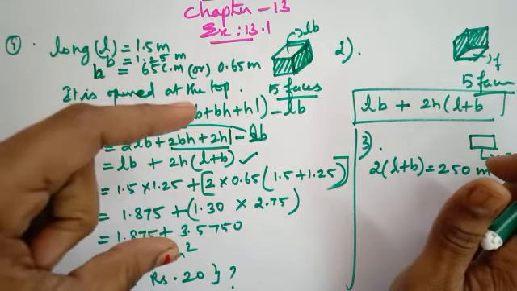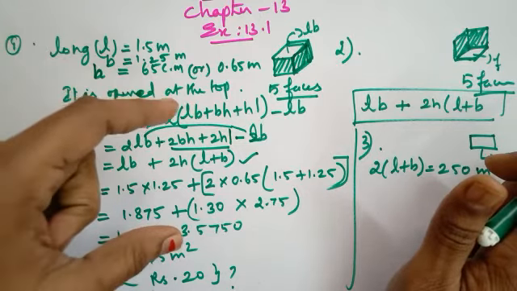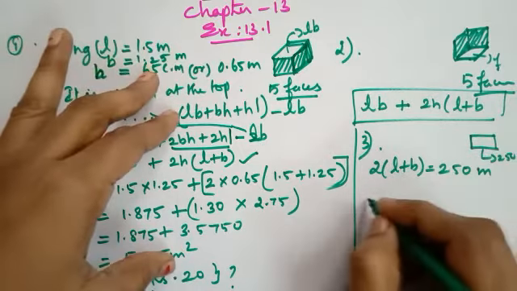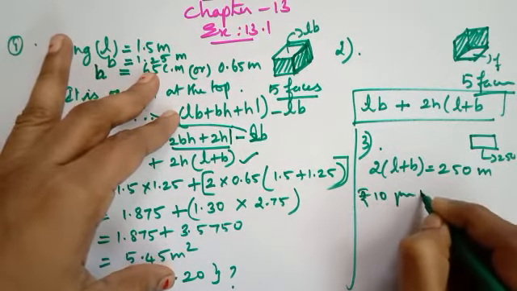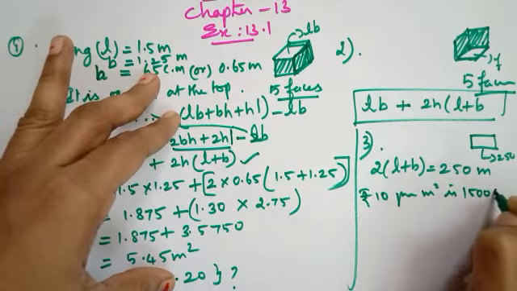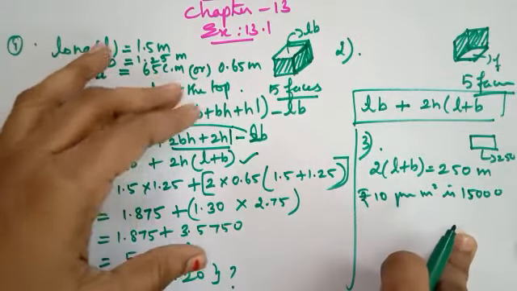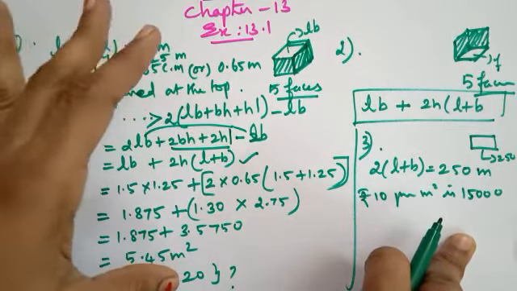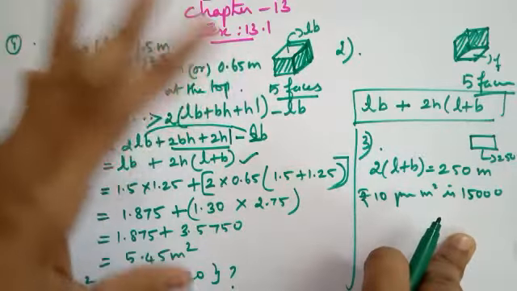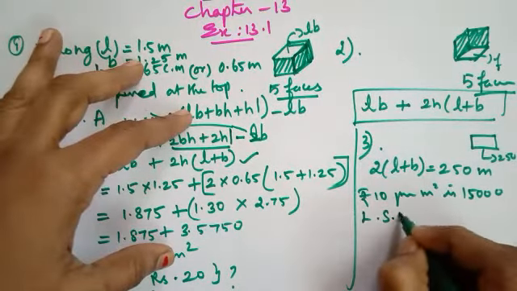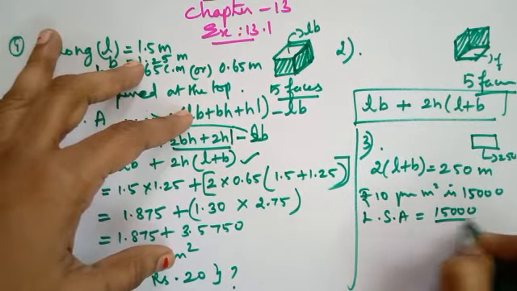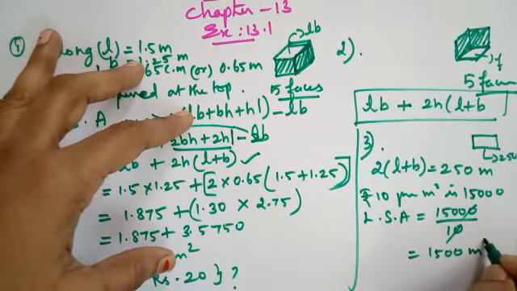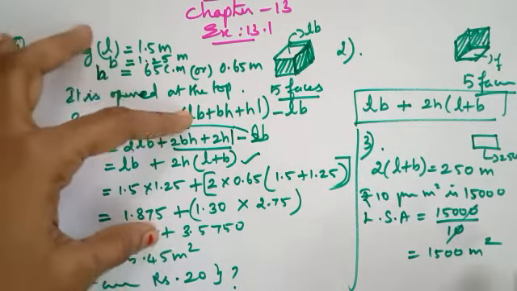If the cost of painting the 4 walls, at the rate of rupees 10 per meter squared, is 15,000, from this we should find the lateral surface area, because it is 4 walls only, 4 faces only. Lateral surface area equals 15,000 divided by 10, so that is equal to 1500 meter squared. Is it clear?